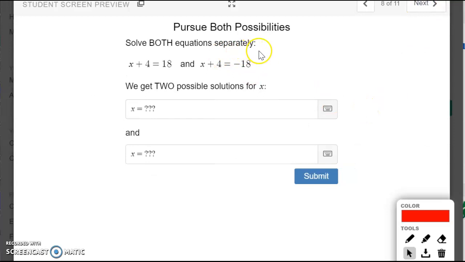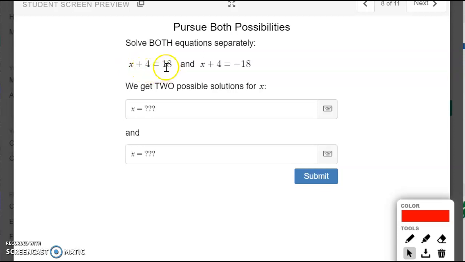Solve both equations separately. Okay, now that we have said that x plus 4 could be equal to 18, or x plus 4 could be equal to negative 18, how do I solve this? Well, first equation, x plus 4 is equal to 18. I don't want x plus 4, I just want x. That means I need to get rid of this plus 4. How do I get rid of plus 4? Subtract 4 from both sides.